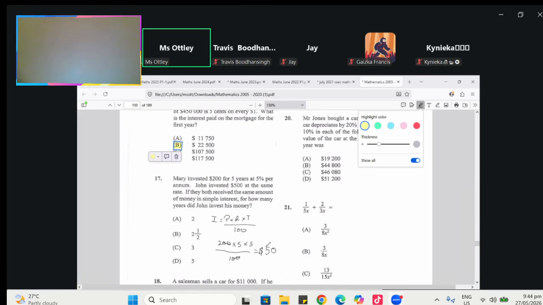So now let's calculate his time. We know that the time is interest by 100 over principal by rate. So my interest is 50 multiplied by 100 over, he invested 500 at the same rate. So we're just canceling out, and he invested for 2 years to get the same amount of money. Are we okay? Yep.